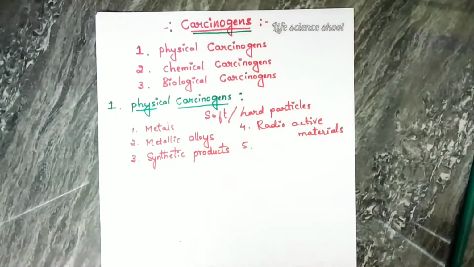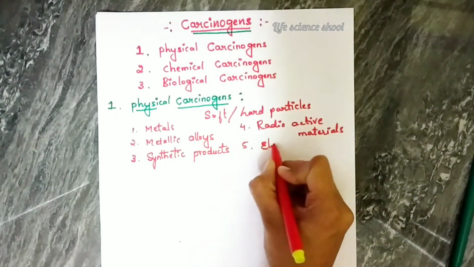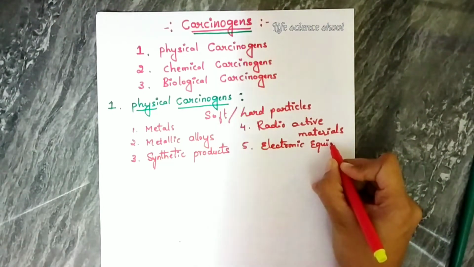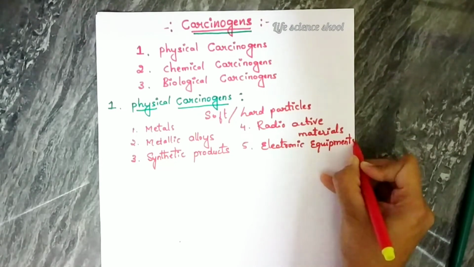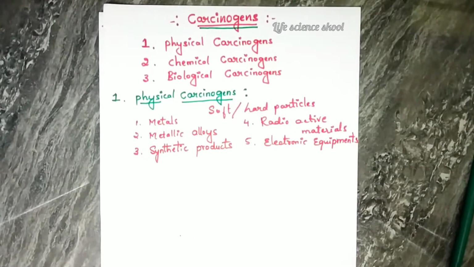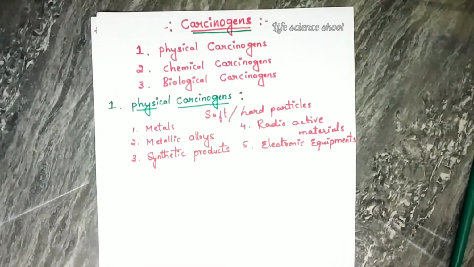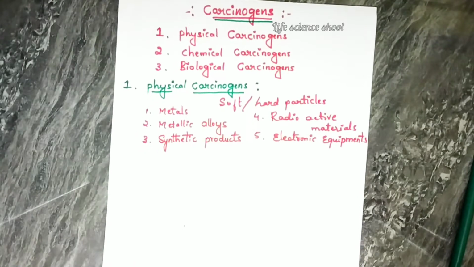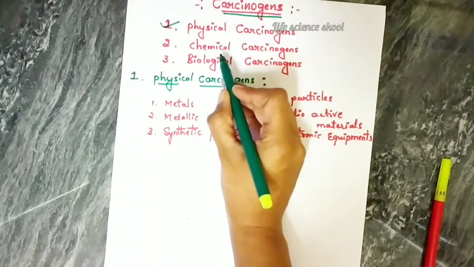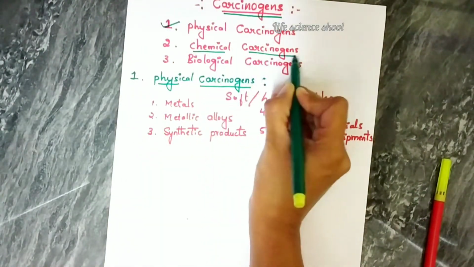And then another example which I have given is electronic equipment. Prolonged exposure to these can cause cancer, and even at home we are using them. So while you are using these things, be careful and concerned about how much we use them, because prolonged exposure will cause us cancer. Now, I guess we have completed the first one. We will move on to the second one, that is chemical carcinogens.